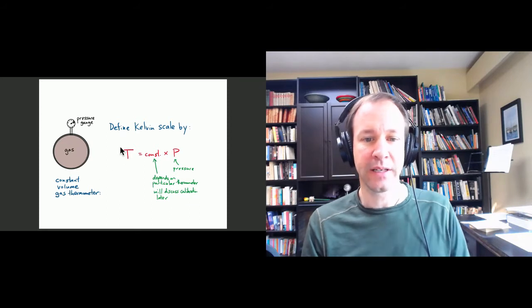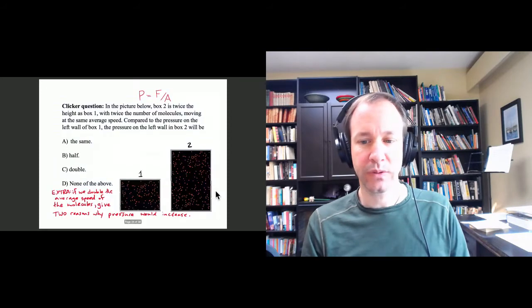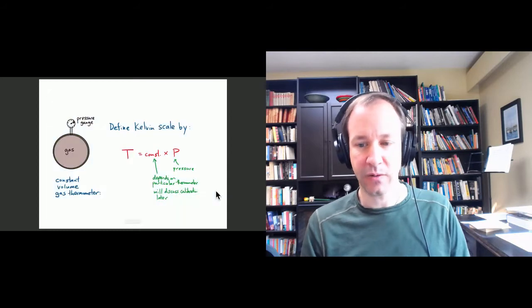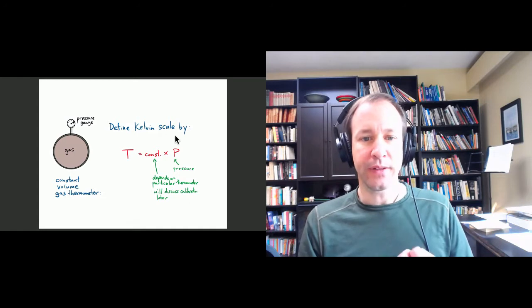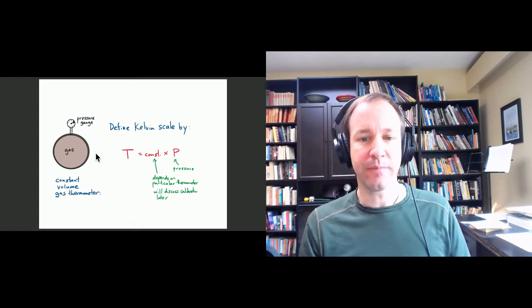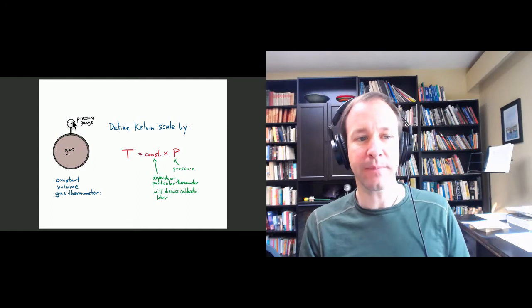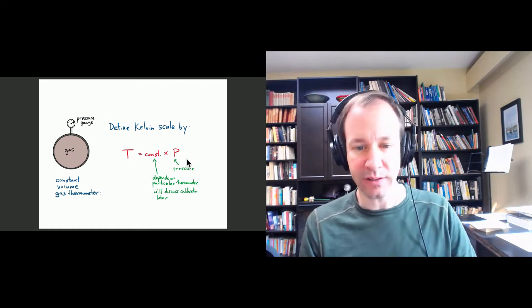So we have this equation that T, so the Kelvin scale, is defined by imagining you have a gas in a constant volume, you're measuring the pressure of that gas, and then you assign a number to temperature by just taking something which is proportional to that pressure.